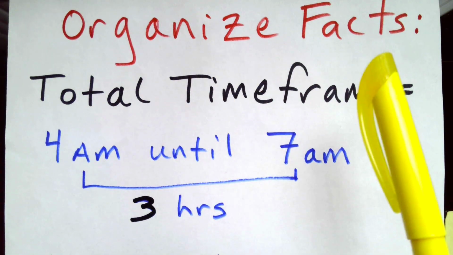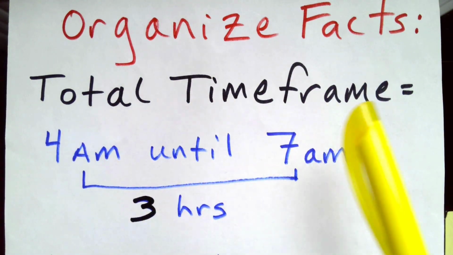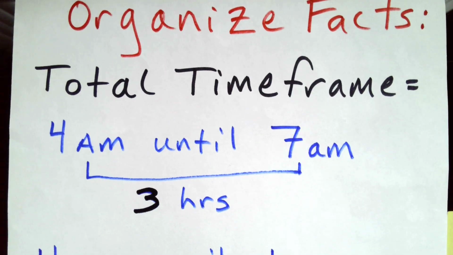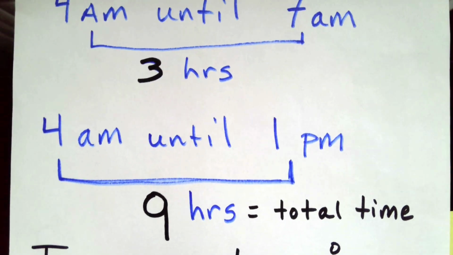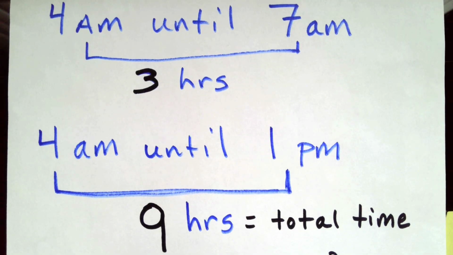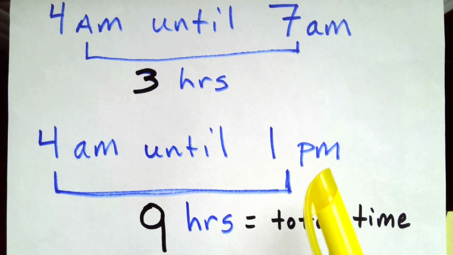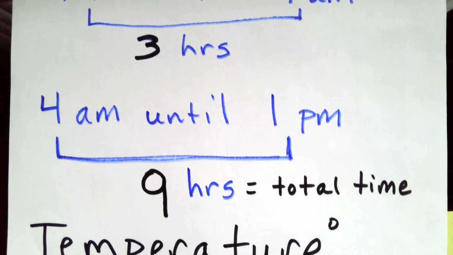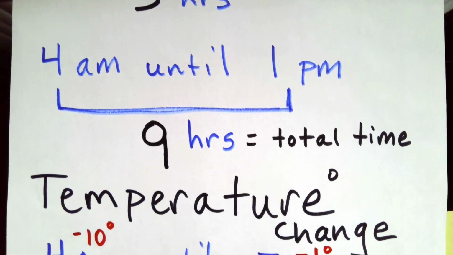So I want to organize the facts of the question. The total time frame from 4 a.m. until 7 a.m. was 3 hours. From 4 a.m., the start, until 1 p.m., the very end, is a total of 9 hours. Okay, so we're going to use the 4 a.m. to 7 a.m. to create what's called a unit rate in the following videos.